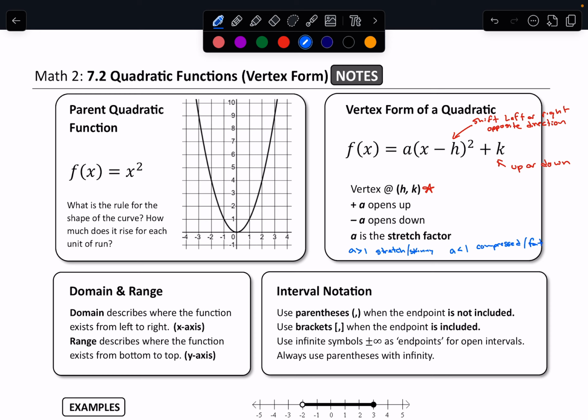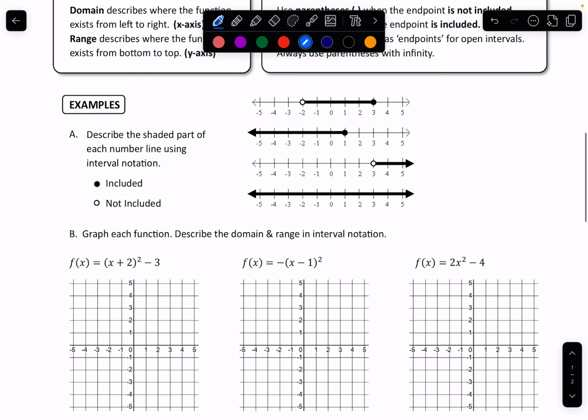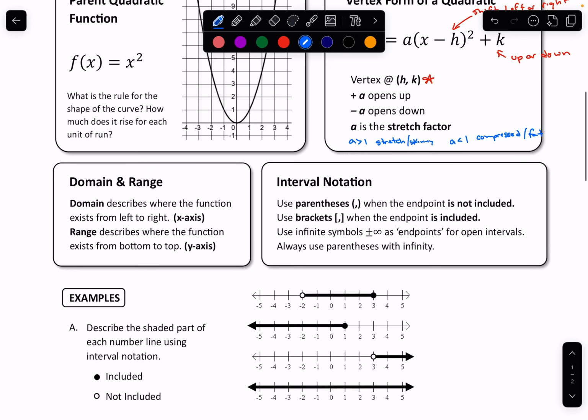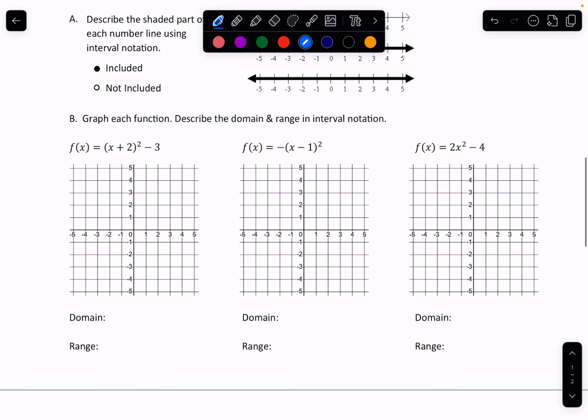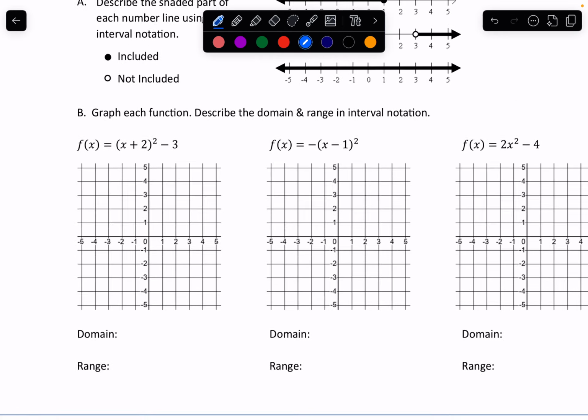All right, moving on. You know what? Let's not move on. Let's start with that. We'll come back to domain and range here in a minute. So if I go down to the examples, we're going to skip example A. We're going to look at example B.